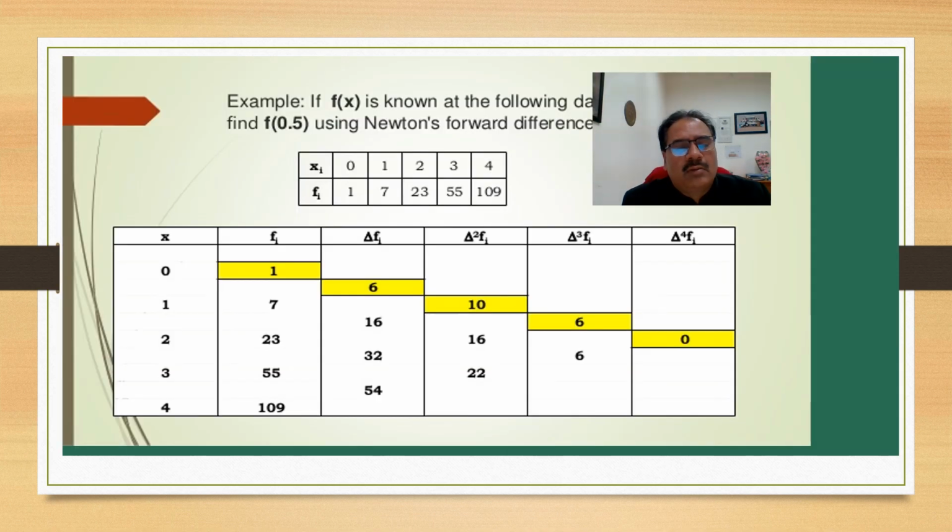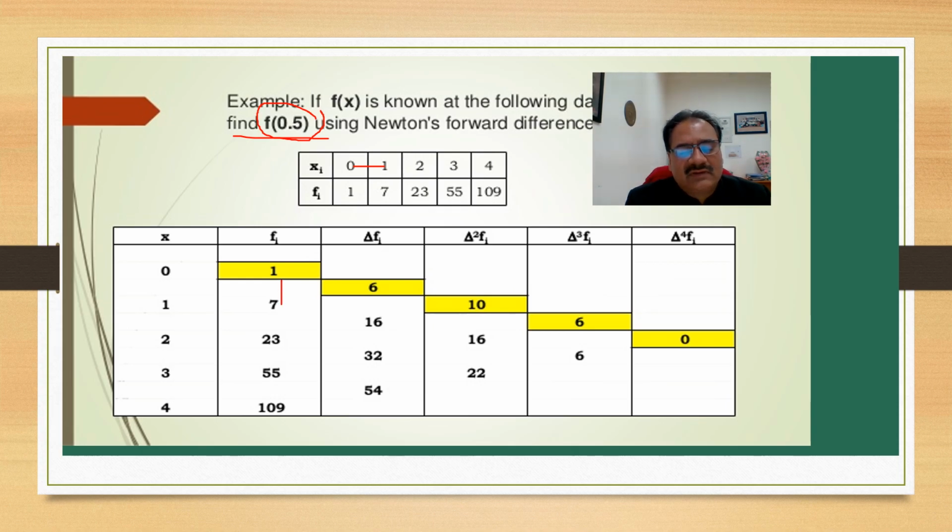Now look at the second problem. If f(x) is known at the following data points, then find f(0.5). You can check here 0, 1, 2, 3, 4 as the given set of values of x, and f(x) is 17, 23, 55, and 109. Required is 0.5, just in between, which means we will use the forward formula. So again you plot 0, 1, 2, 3, 4, and the values given are 17, 23, 55, 109.